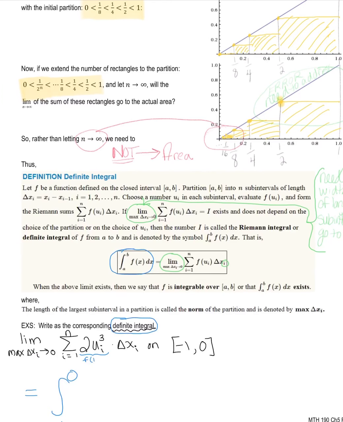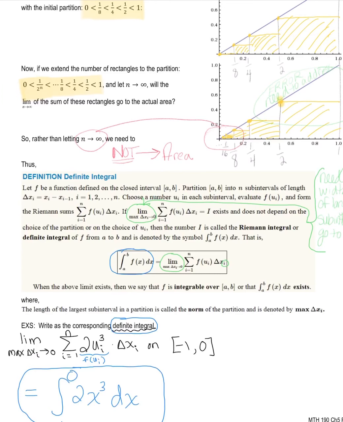So with that, I can see the structure. If that's f of u sub i, then this is really 2, the u sub i, that's the x cubed, and then dx. So now when I want us to think about finding the Riemann sum, I could just write it this way. From -1 to 0 of 2x cubed, the definite integral from -1 to 0 of 2x cubed dx, that means this limit of the Riemann sum.